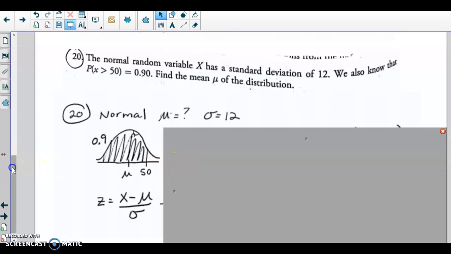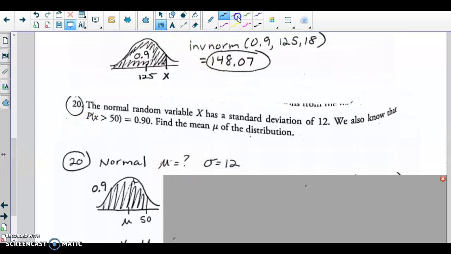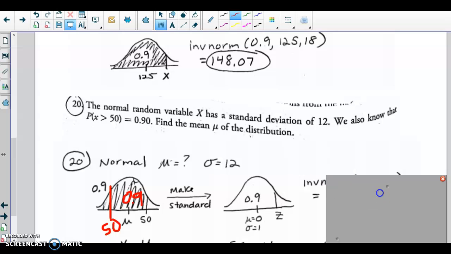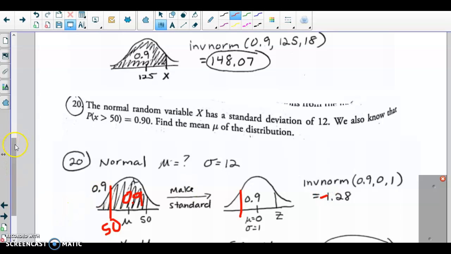So probability X is greater than 50. Let me just fix it. Should have been 50 here, and this should have been 0.9. Sorry, I'm writing with my mouse. So this was 50. So here I should have done an inverse norm of 0.1 instead of 0.9. Luckily for us, that just makes this negative. And let me fix that.